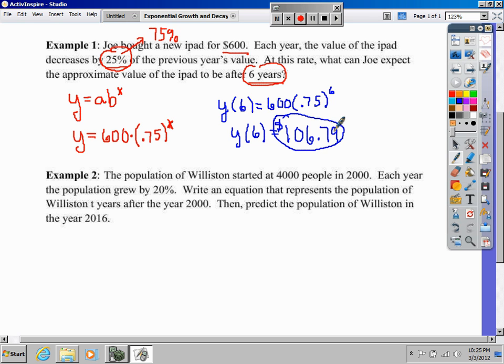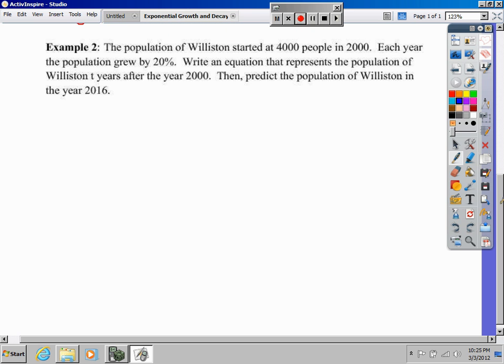Okay, so there's exponential decay. Let's look at the next example. The next example says the population of Williston started with 4,000 people in the year 2000. Each year the population grew by 20%. Write an equation that represents the population of Williston t years after the year 2000.